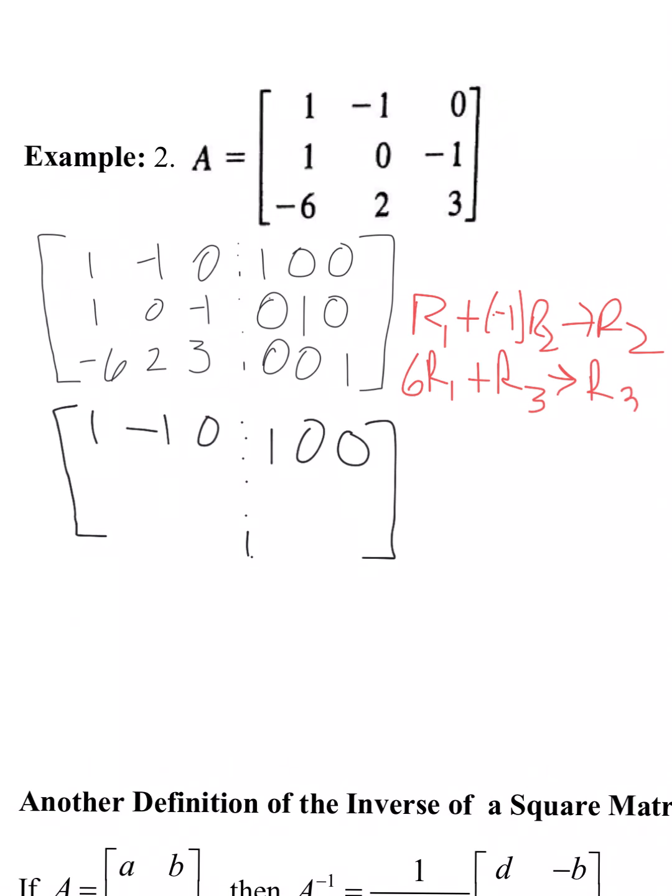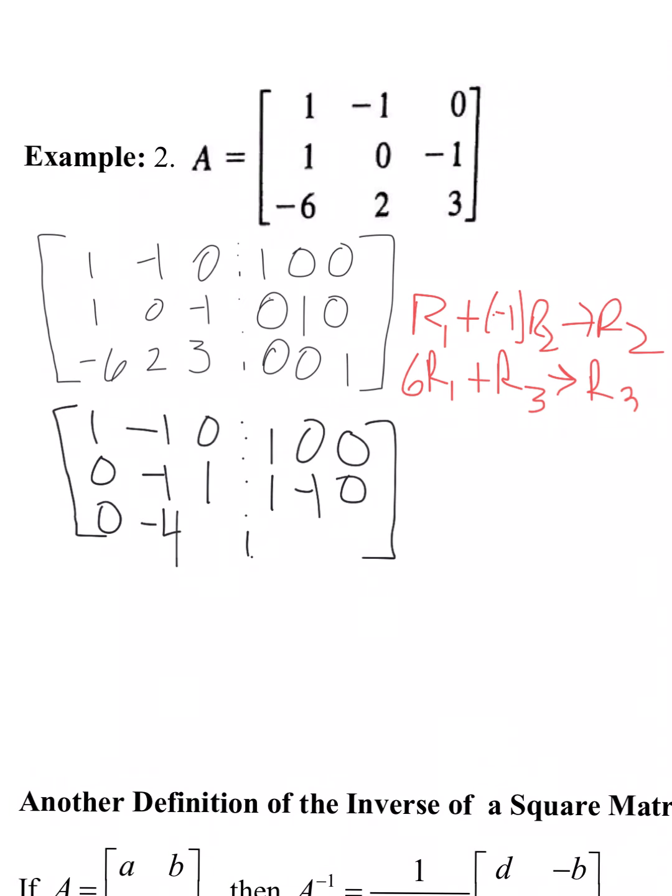So R1 plus negative R2. 1 plus negative 1 will give us 0. Negative 1 plus 0 gives us negative 1. 0 plus the opposite of this will be positive 1. 1 plus 0 gives us 1. 0 plus negative 1 is negative 1, and 0 plus 0 is 0. Now we do 6 times the first plus the third, so 6 times this plus that will give us 0. 6 times this is negative 6 plus 2 is negative 4.